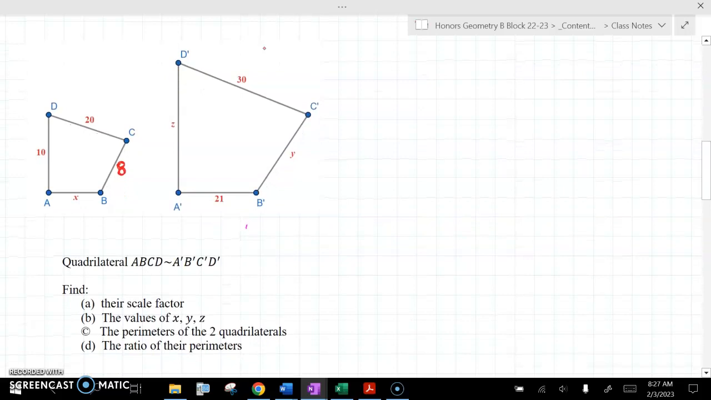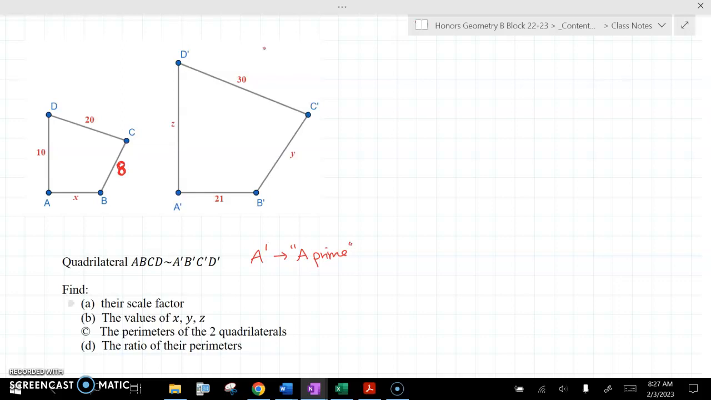Okay, so they tell us here below that quadrilateral ABCD is similar to, and the way you read this, A, with where it looks like it has an apostrophe, it's just read A prime. That's the way you read that. So we know this quadrilateral ABCD is similar to quadrilateral A prime, B prime, C prime, D prime. So now we want to go through and figure out what is our scale factor.